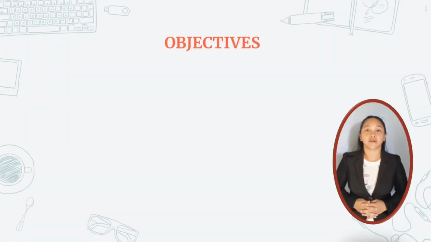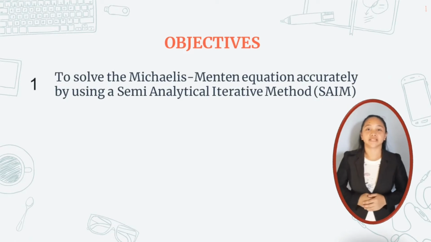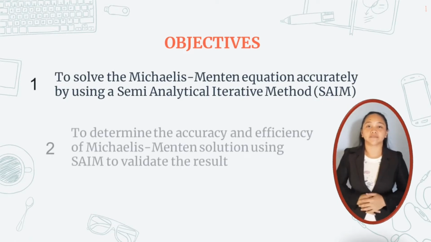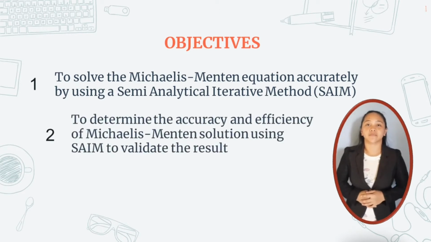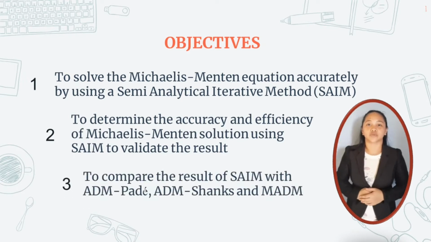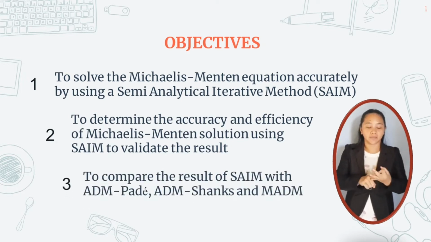There are three objectives of the project. The first one is to solve Michaelis Menten equation by using Semi Analytical Iterative Method (SAIM). The second objective is to determine the accuracy and efficiency of Michaelis Menten solution using SAIM to validate the result. And the third objective is to compare the result of SAIM with ADM-Padé, ADM-Shanks, and MADM.